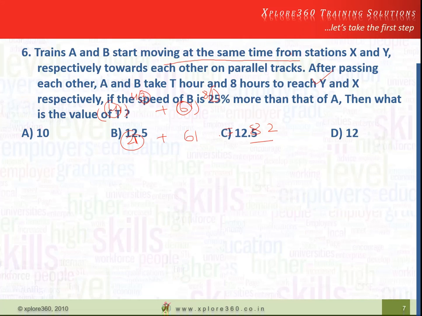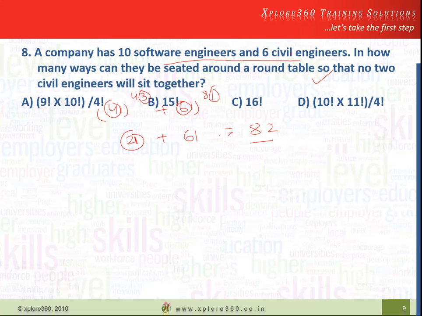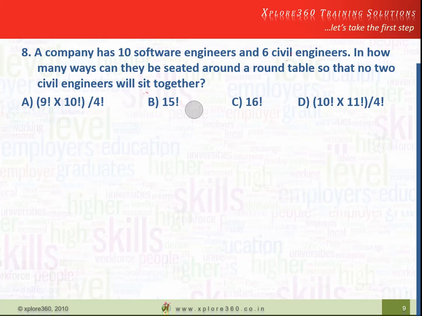eighth question. Now, eighth question is from permutation and combination. Our civil engineer friends are going to be a bit worried, right? Why they are going to be worried? Not worried, but here the question says that 6 civil engineers are not going to sit along with each other. So 10 software engineers are there, 6 civil engineers are there, and in how many ways can they be seated around a round table so that no two civil engineers will sit together?